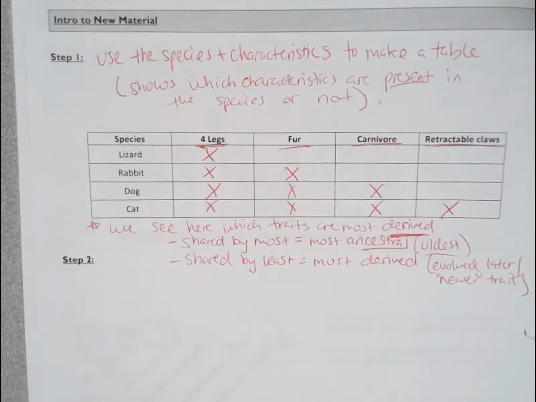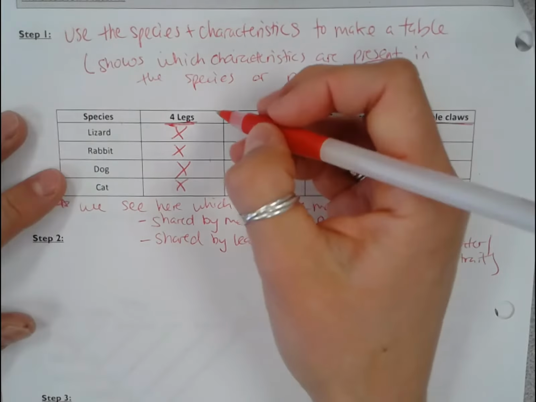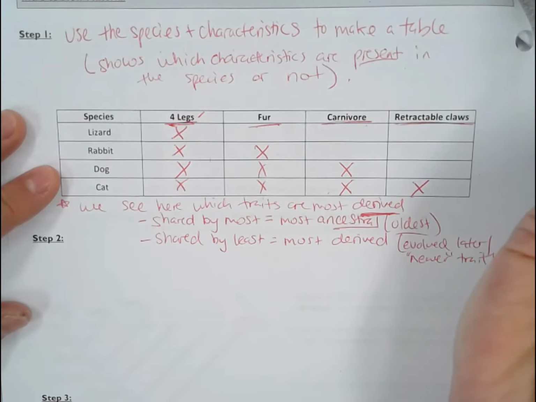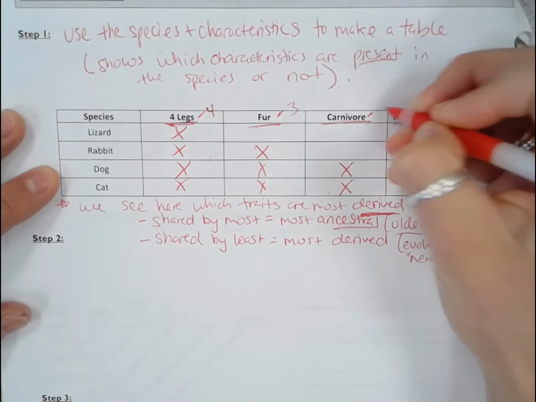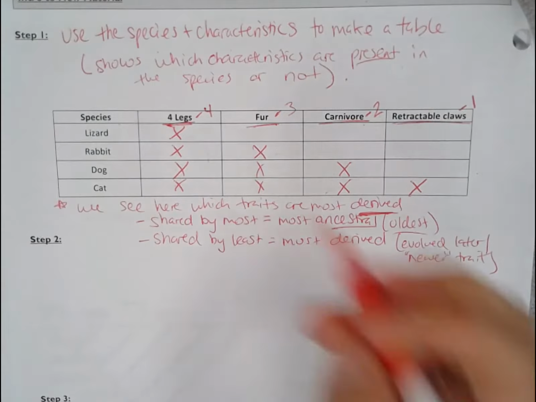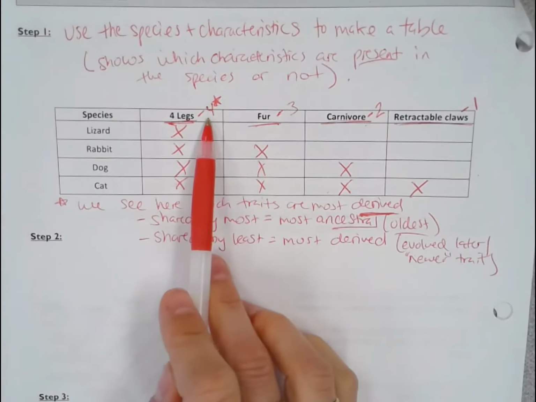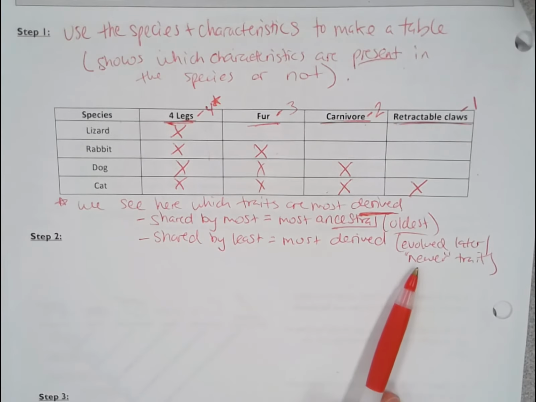Okay. One thing that I like to do when I'm looking at the traits to see which are most derived and which are the oldest or most ancestral is to actually count up how many organisms have each trait. So for 4 legs, how many species have 4 legs? 4. How many have fur? 3. How many are carnivores? 2. And how many have retractable claws? 1. So we can immediately say, because this has the highest number, this is the most ancestral. Because this has the lowest number, it is the most derived, so it probably evolved last.